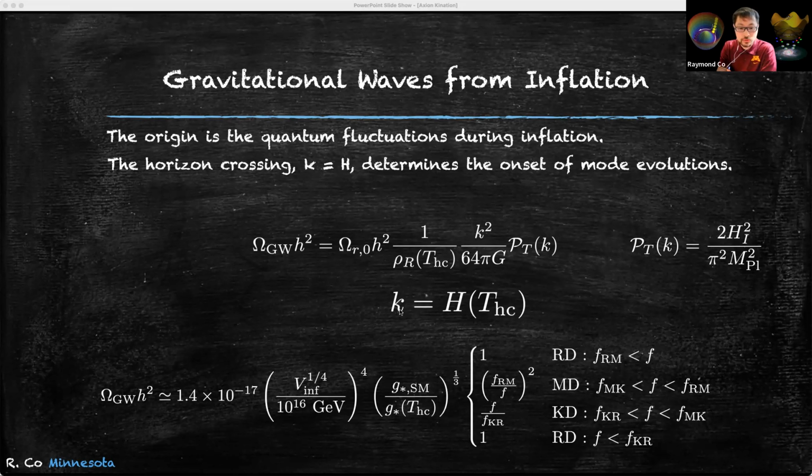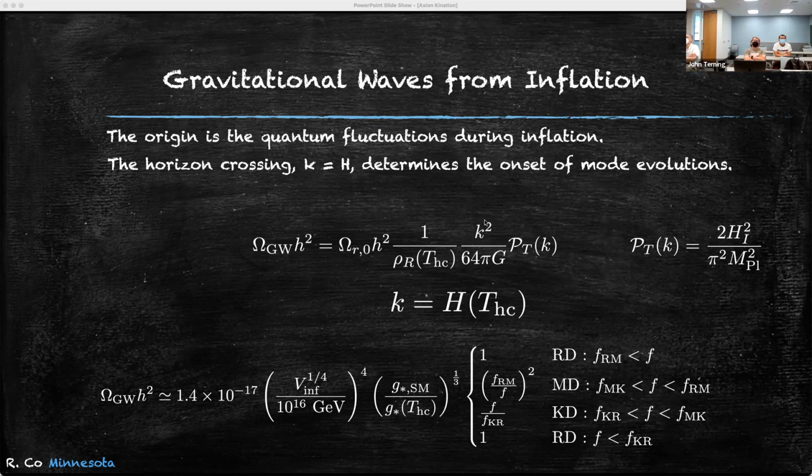The way we compute this horizon crossing temperature is by definition when the size of the fluctuation, the characteristic length, is comparable to the Hubble horizon. Then we can solve for the temperature of horizon crossing. In the standard radiation dominated era, this Hubble is nothing but rho_r at T_HC.